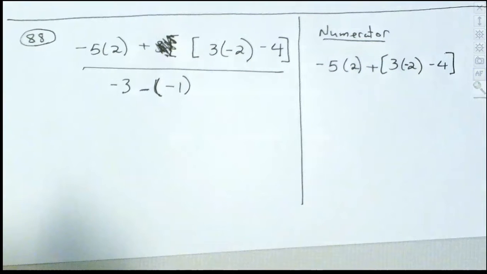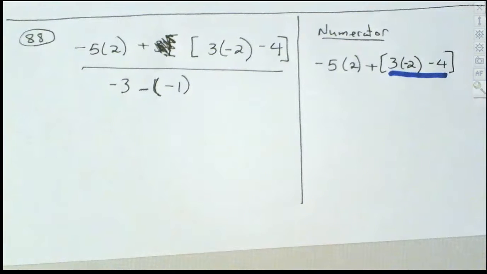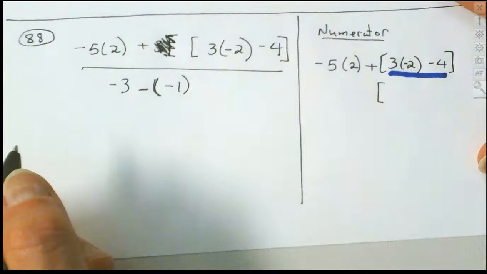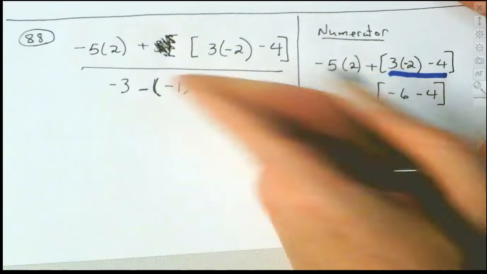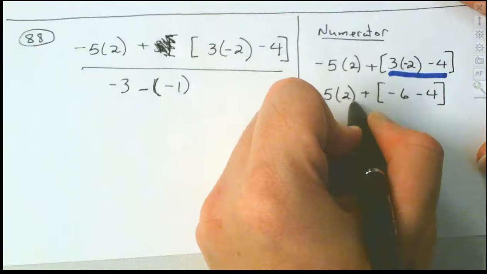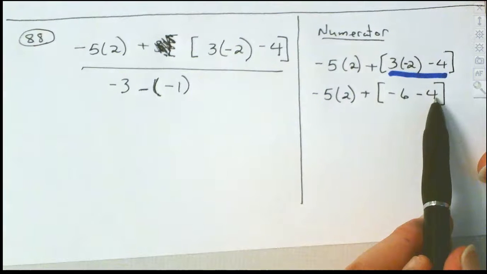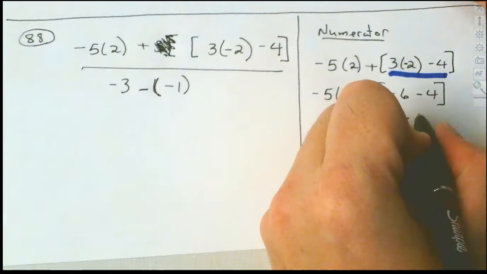So let's take our time and work this out. So what are we going to do first? Well, first is inside. And 3 times a negative 2 is a negative 6. We're going to bring down that negative 4. Keep the positive there. And now we've got negative 6 minus 4. We're not multiplying, so it stays negative. Minus 6 minus 4 makes it a minus 10.